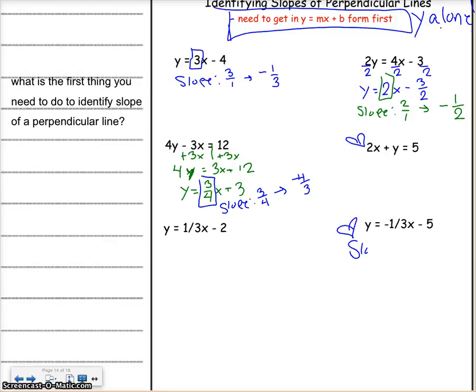So my slope, I can analyze it right away because y is by itself, negative 1/3. So my perpendicular slope would be flip it, make it the opposite sign. So positive 3 over 1 or just 3. Okay? Make that 1 hide. If that 1 can hide, you make it hide.